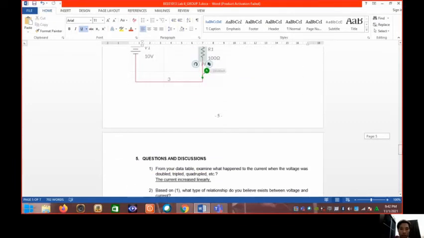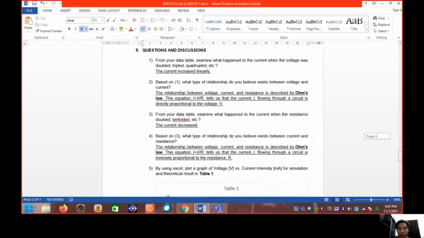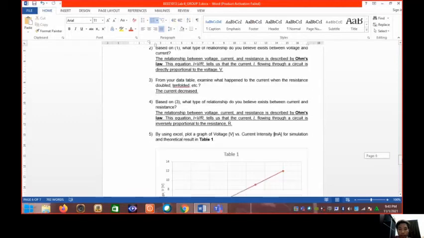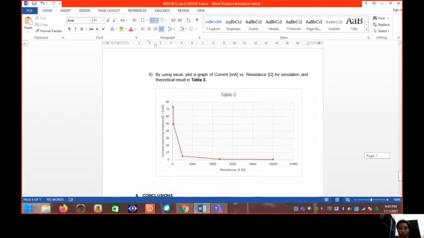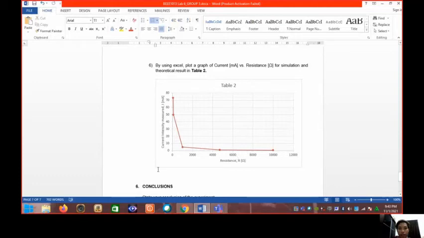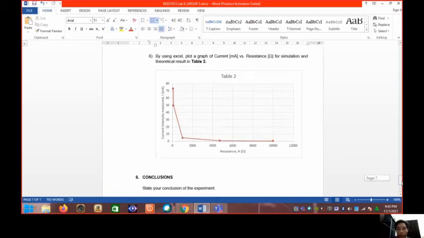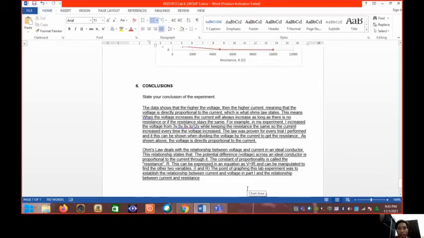For the question, we want to know what will happen to the current if the resistance doubles, then quadruples, and so on. The current will decrease. So the relationship between current and resistance is that current is inversely proportional to the resistance. If we use the data and make a graph, we can see that the graph is inversely proportional.